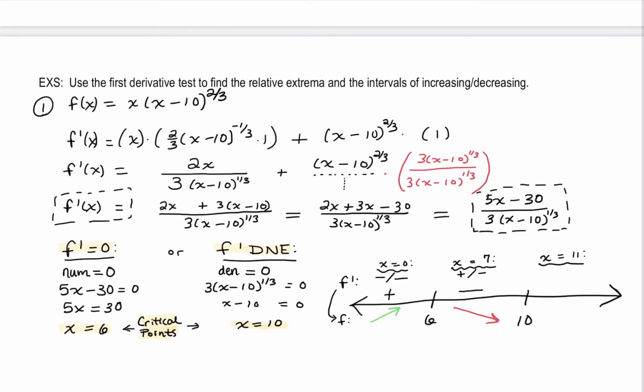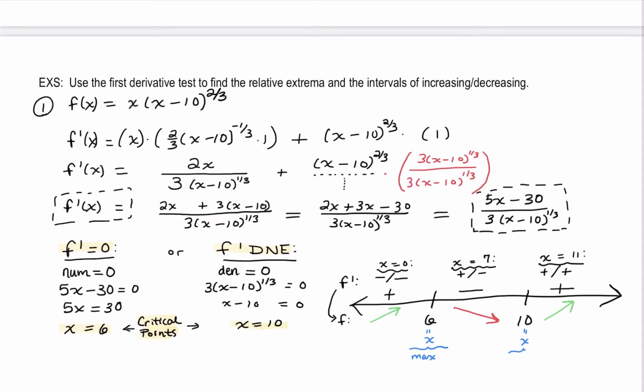So 55 minus 30, definitely positive in the numerator, and this time also a positive in the denominator. Cube root of a positive is positive. And so we are back to our original function being increasing. And so now we also know that at x equals 6, if I have changed from increasing to decreasing, this is going to be the location of a local max.